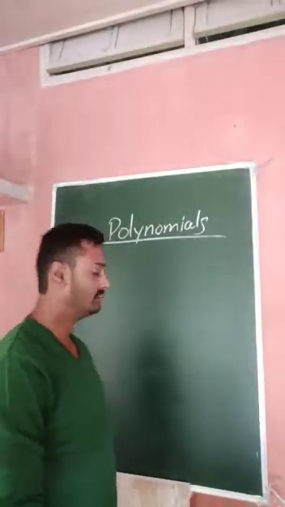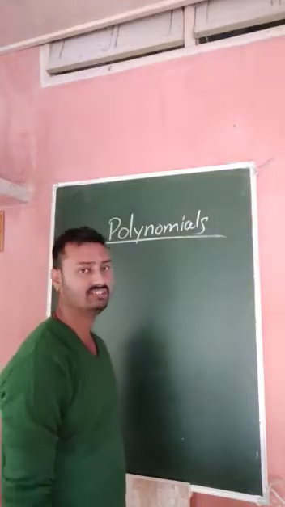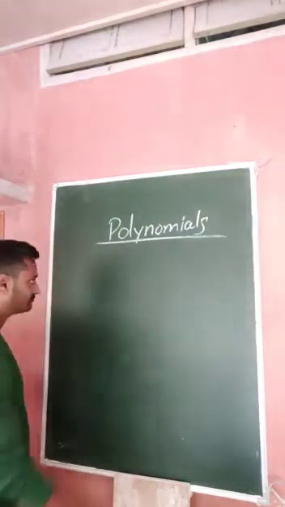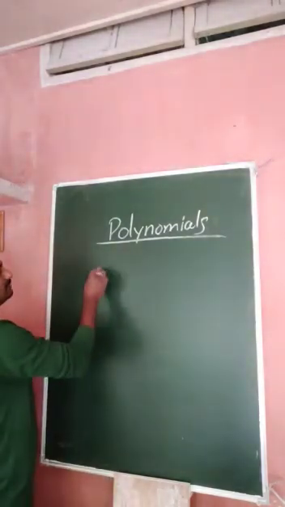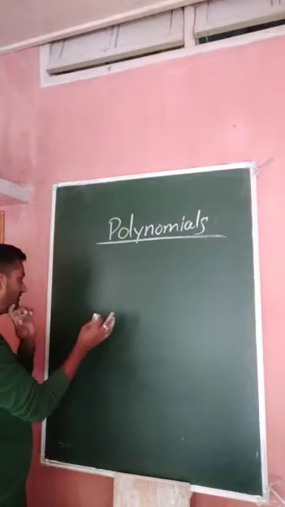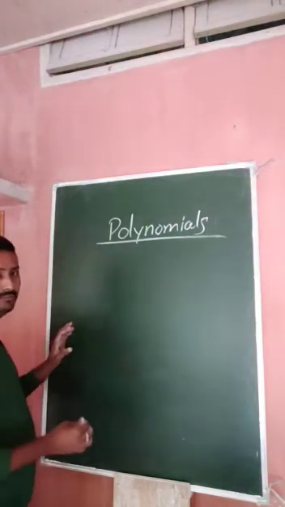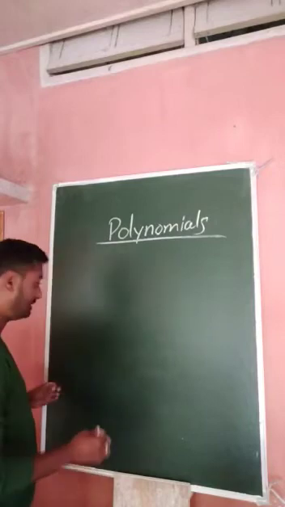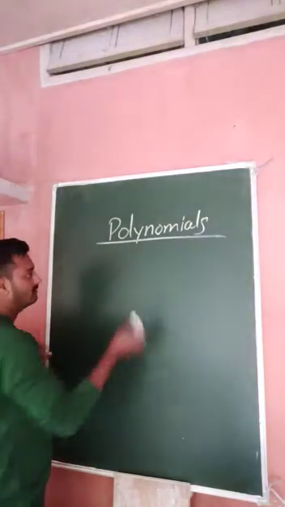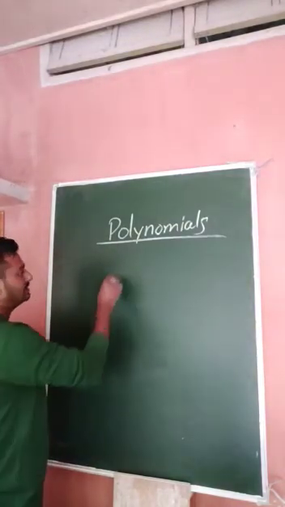Today I will do the revision of chapter number 2, which is polynomials. Before starting the revision of polynomials, let us discuss the algebraic identities which we already studied in class 8. So the first one is what?